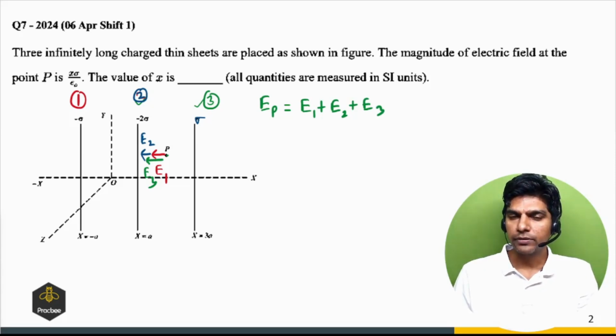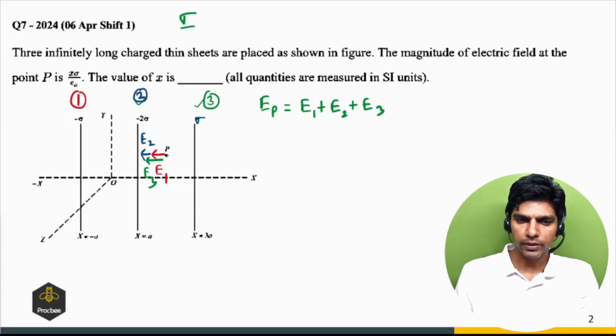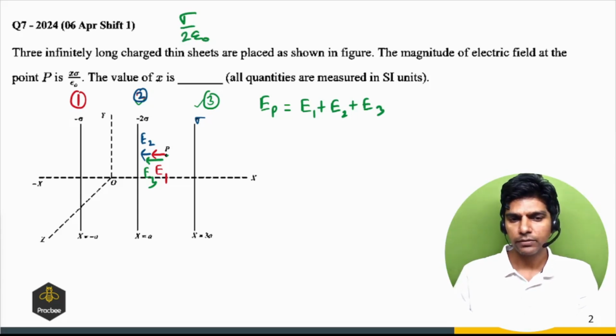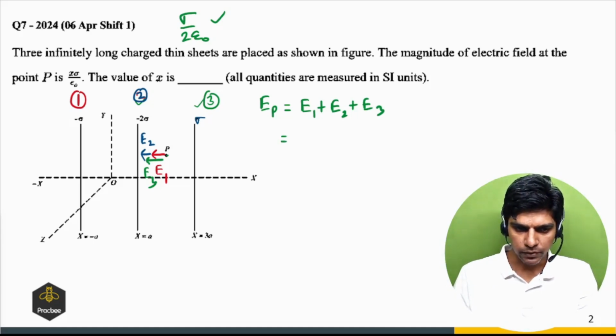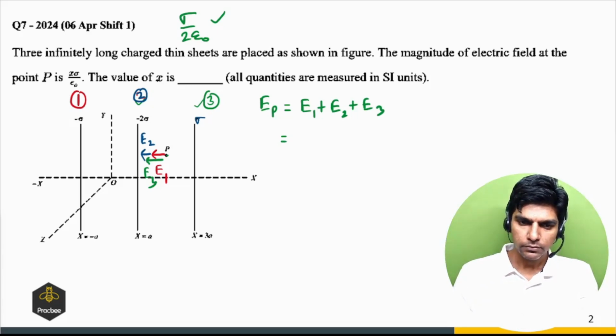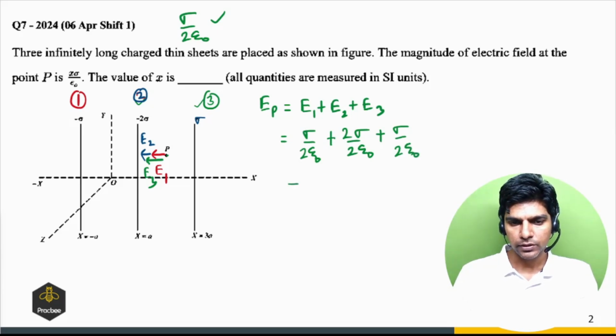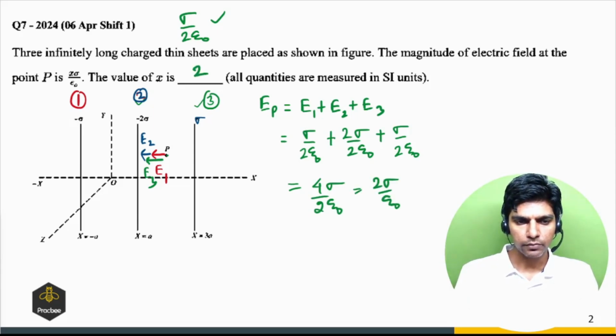And what is the formula of electric field by a sheet of charge? It is sigma by 2 epsilon naught, right? So that is the formula of electric field by an infinite sheet of charge. So E1 will be sigma by 2 epsilon naught, and E2 will be 2 sigma by 2 epsilon naught, and E3 will be sigma by 2 epsilon naught. So it comes out to be 4 sigma by 2 epsilon naught. So it will be 2 sigma by epsilon naught. So the answer will be 2, right? Got it?